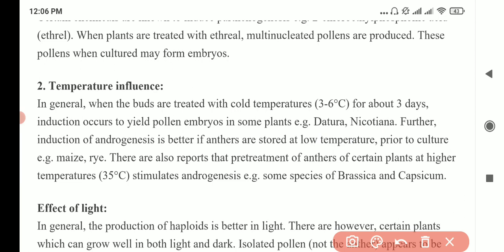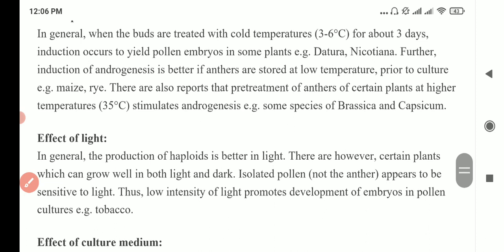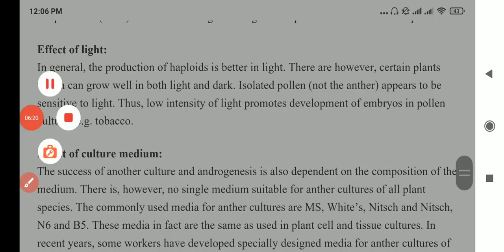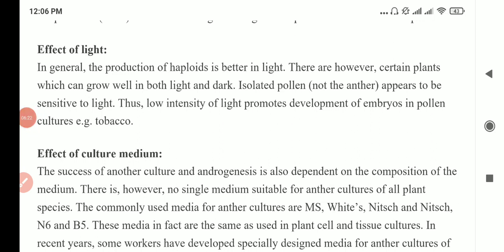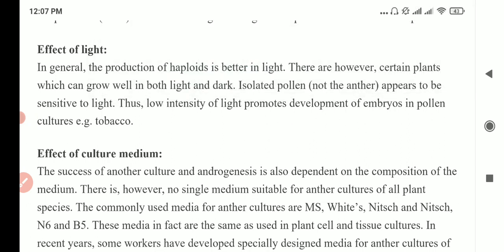But opposite to low temperature, you can also use high temperature. There are some species like mustard and capsicum where you give a high temperature like 35 degrees Celsius, and it will give you androgenesis. Then the effect of light. Haploids are produced better when there is light, but there are some plants that grow well in both the light and the dark. If we isolate only the pollen, not the anther, the pollen is sensitive to light.